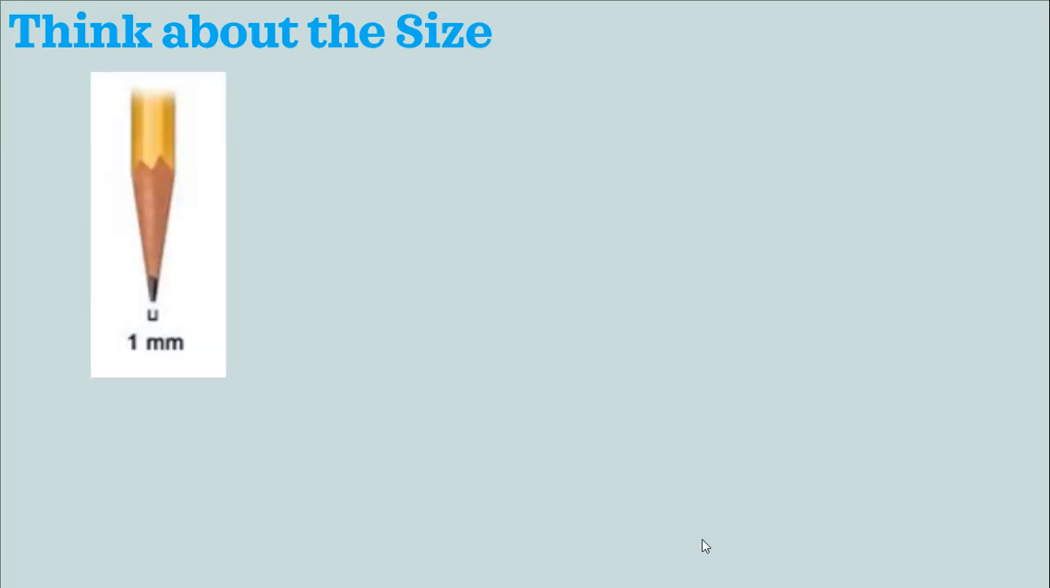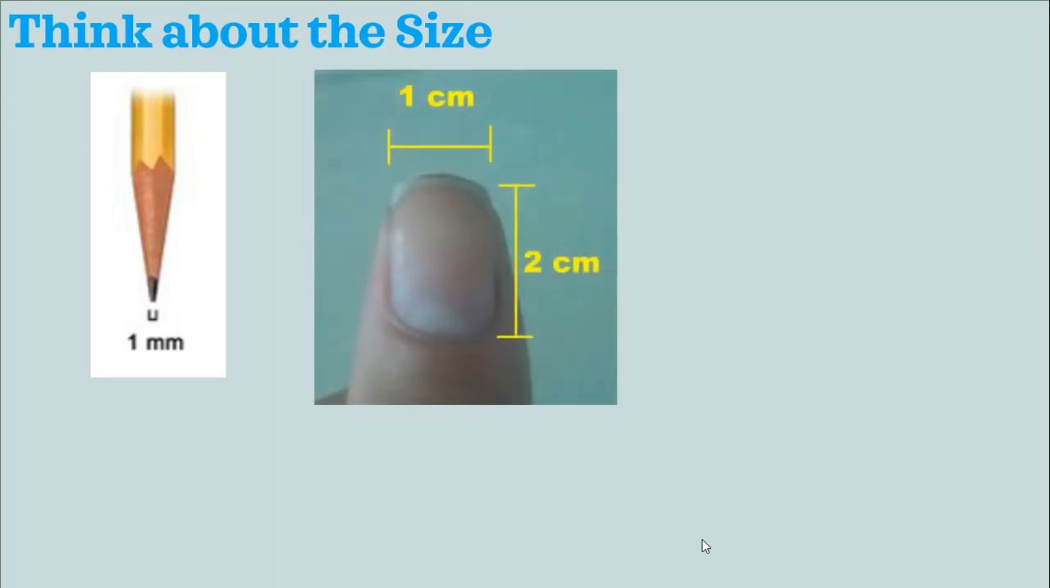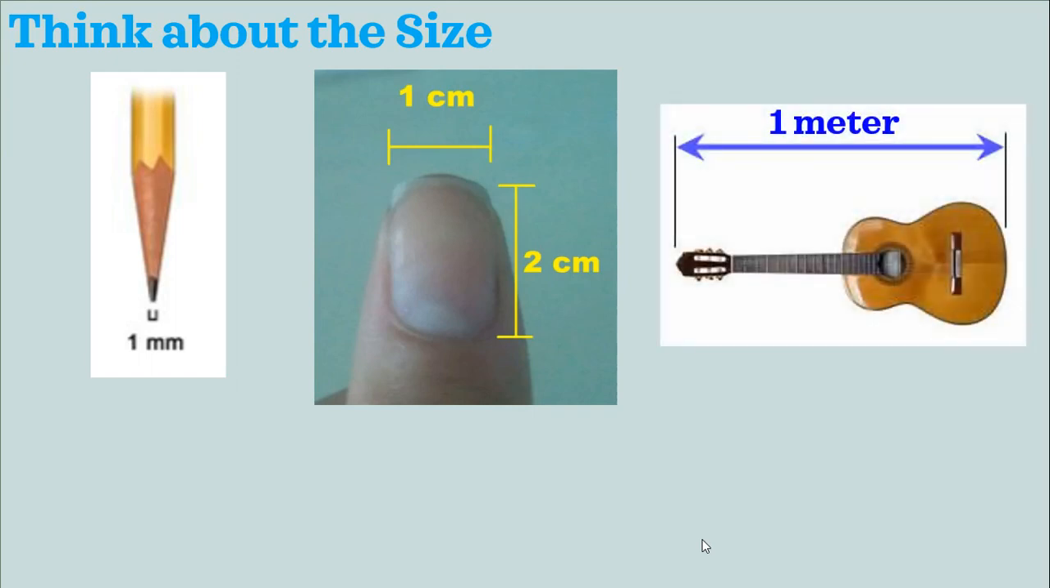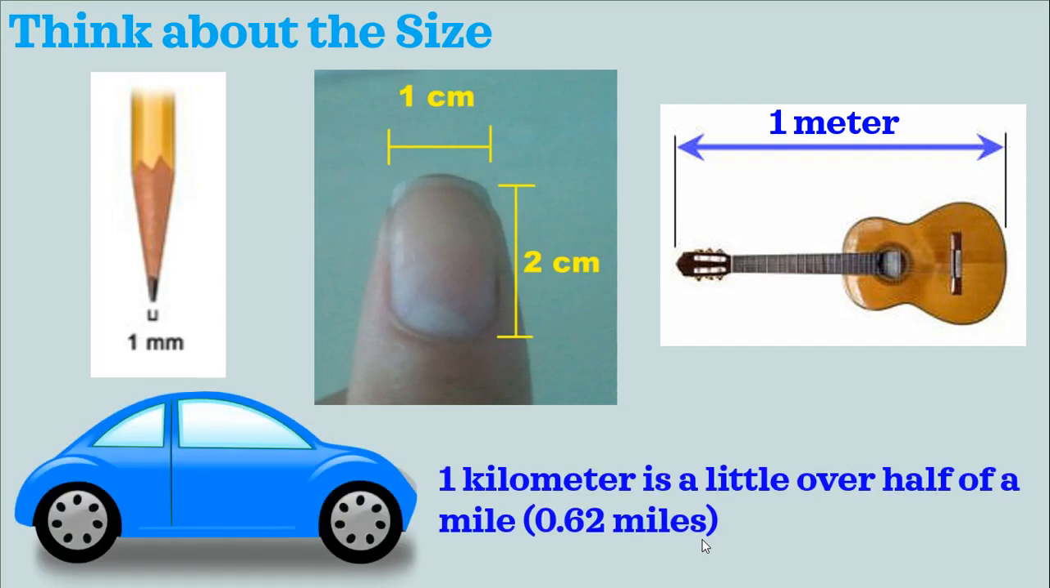So let's think about the size of these measurements. Here we have 1 millimeter. 1 millimeter is about the size of the tip of your pencil. 1 centimeter is about the width of a fingernail. The width is going side to side. The guitar is about 1 meter long. And a kilometer is a little over half of a mile. So you may want to measure kilometers by running or by using a car.